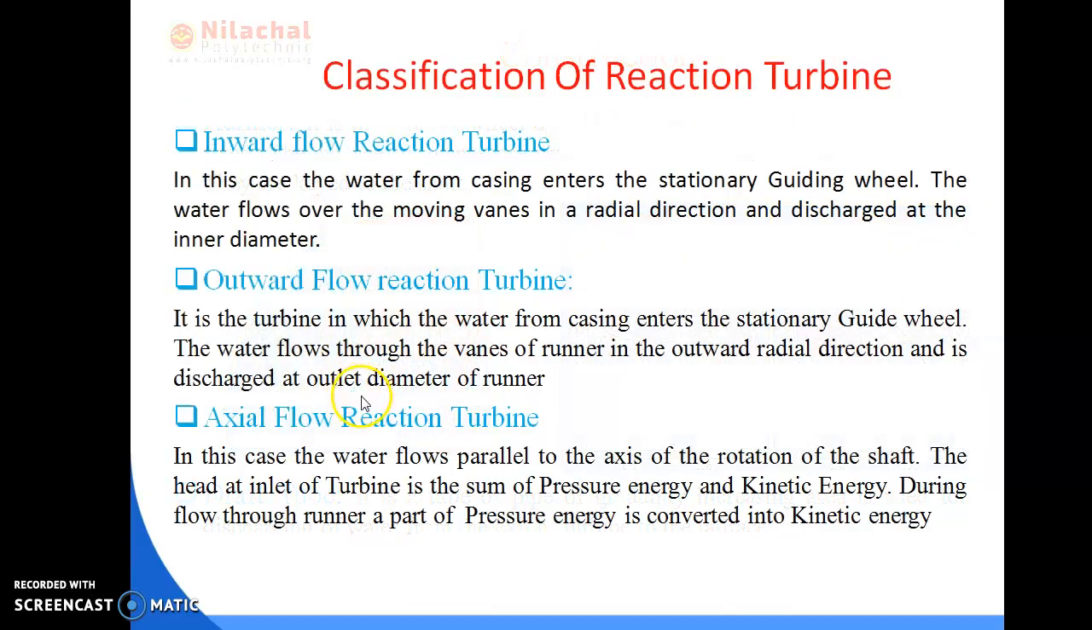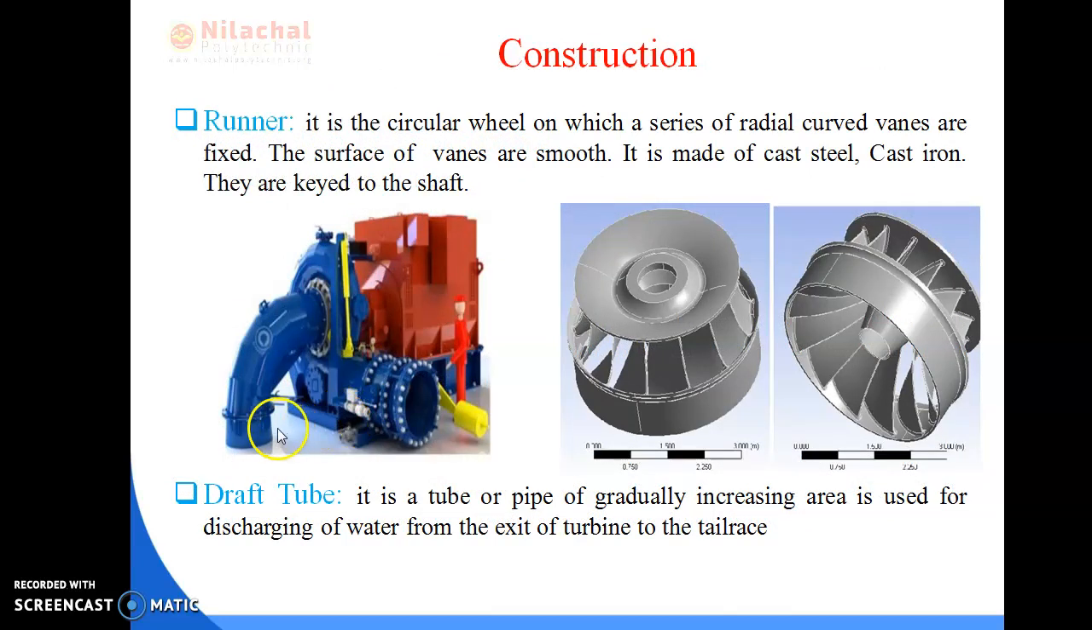Outward flow reaction turbine means what? The water enters from the face of its casing through the guide mechanism, then comes out at the outlet. So water enters from this direction through the face of the casing and thereby it leaves at the outlet. This is known as an outward flow reaction turbine.